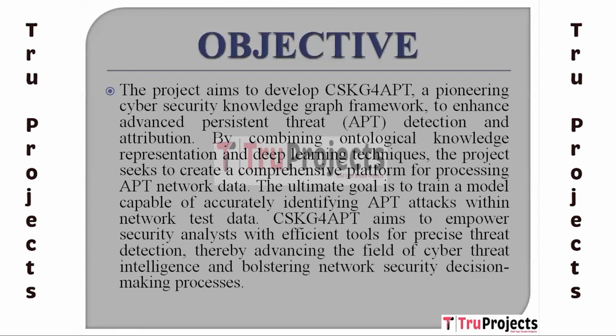Objective of the project: to enhance advanced persistent threat (APT) detection and attribution, the project aims to create CSKG4APT, a cybersecurity knowledge graph framework. It aims to develop a comprehensive platform for processing APT network data by integrating ontological knowledge, representation, and deep learning methods. The ultimate objective is to develop a model that can accurately detect APT attacks in test data. This will improve cyber threat intelligence, equip security analysts with effective tools for precise threat detection, and support processes for network security decision making.